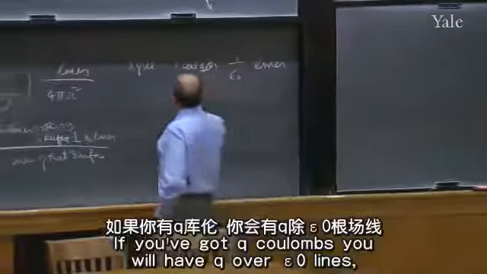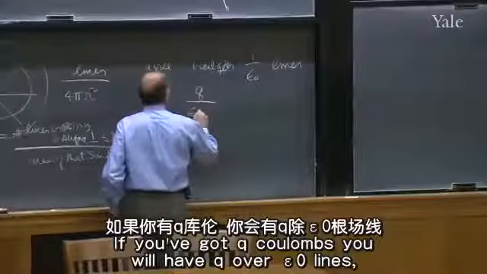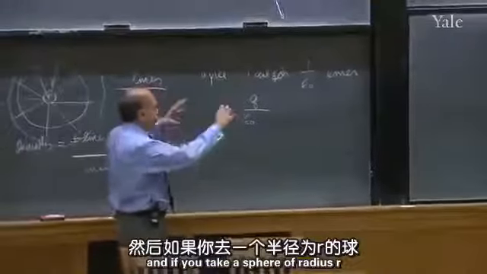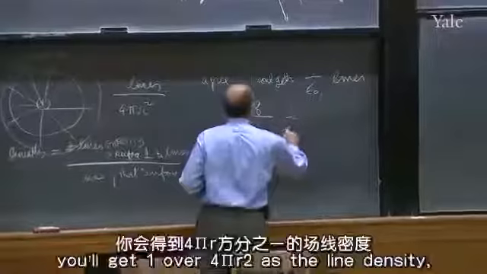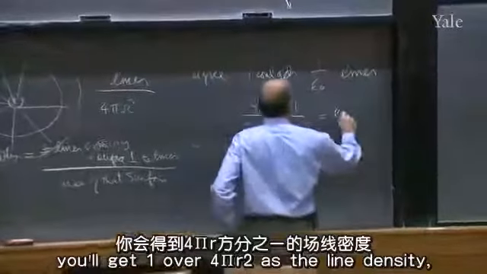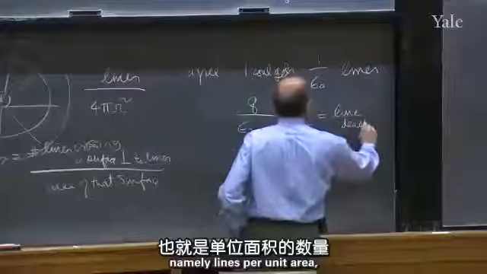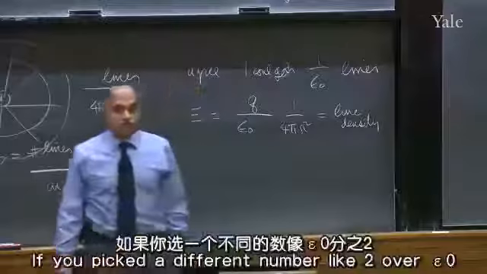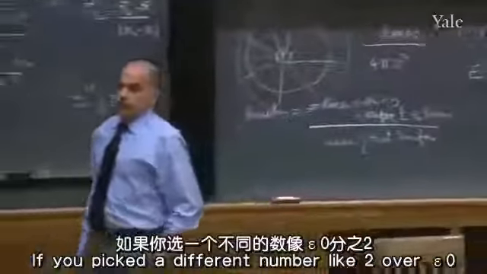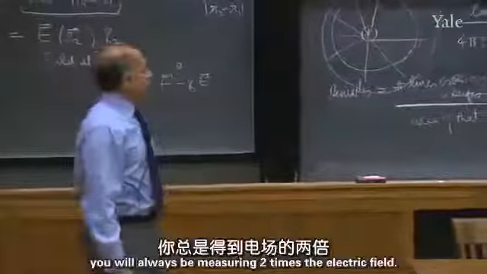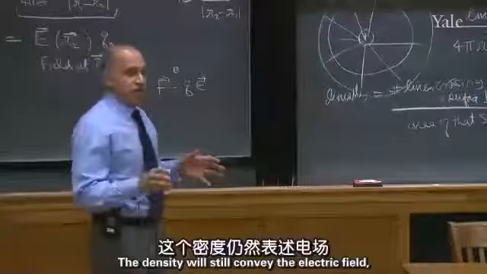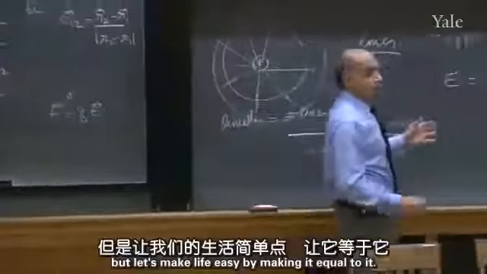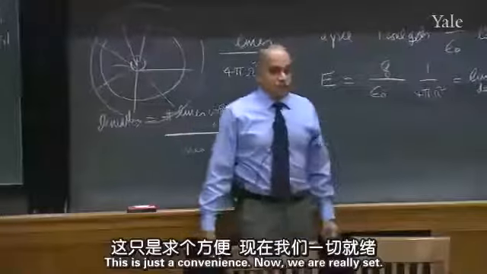If you've got q coulombs, you will have q over epsilon 0 lines. And if you take a sphere of radius r, you'll get 1 over 4 pi r squared as the line density, namely lines per unit area. But that is exactly equal to the strength of the electric field. If you picked a different number, like 2 over epsilon 0, you would always be measuring 2 times the electric field. The density would still convey the electric field, namely it would be proportional to it, but let's make life easy by making it equal to it. This is just a convenience.